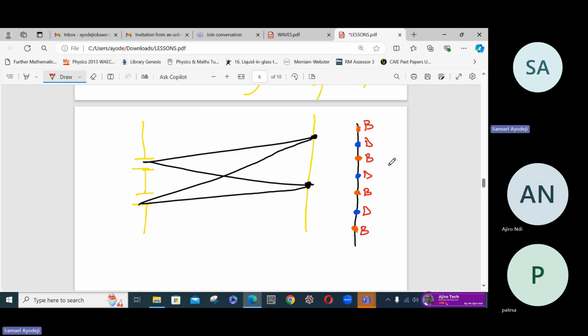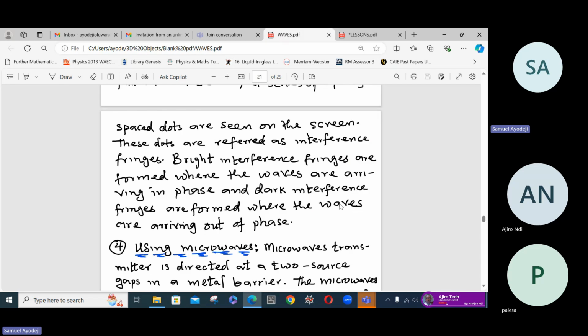These are called fringes. Bright fringes occur where the waves arrive in phase. That is called constructive interference. Dark fringes occur by what is called destructive interference. So that's what is going to happen there. We are still going to look at this later under your double slit experiment, and how we do the calculation.